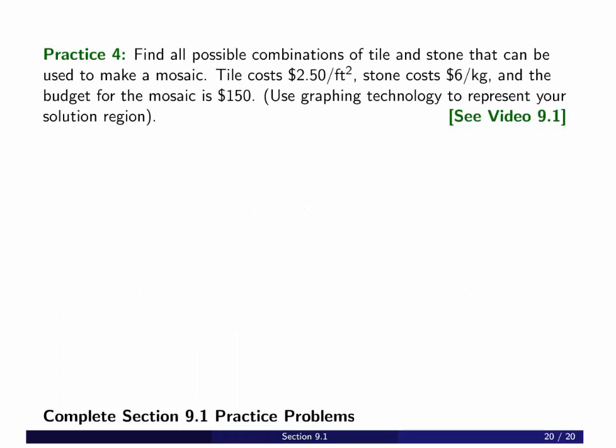And I'm going to do a similar one right here. Here we go. Find all possible combinations of tile and stone that can be used to make a mosaic. Tile costs $2.50 per foot squared. Stone costs $6 per kilogram, and the budget for the mosaic is $150. Now you can use graphing technology to represent your solution, or you can do this by hand and sketch it.